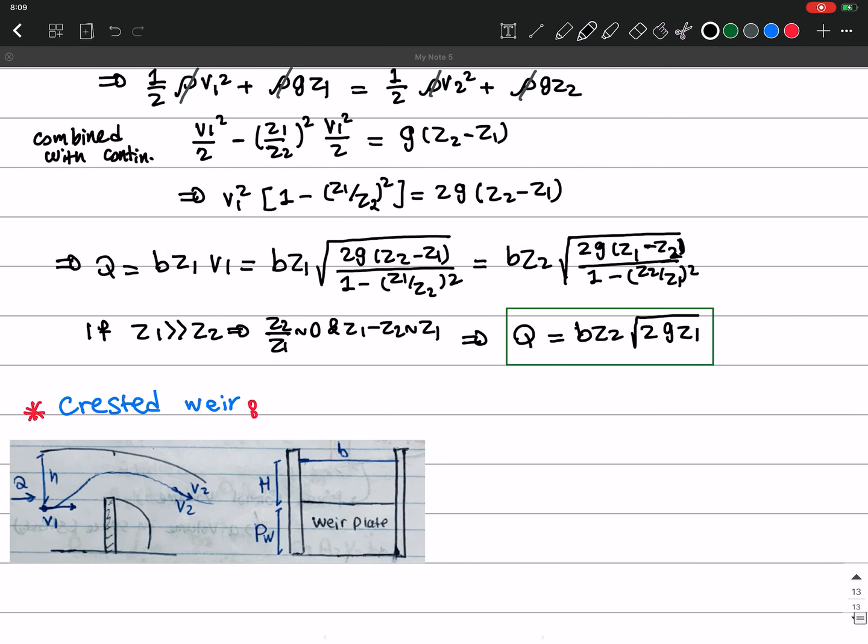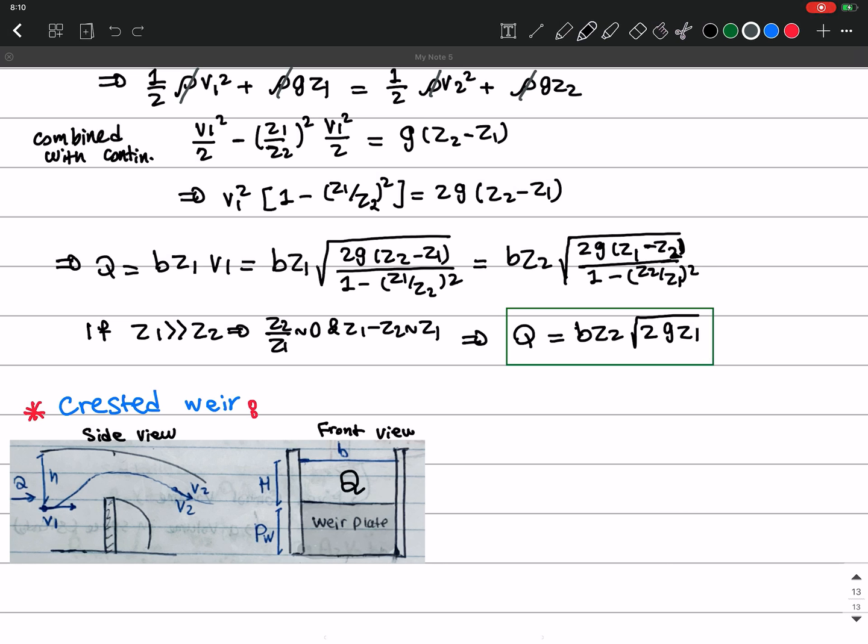So we have a weir plate here, from the front view, and this is from the side view. We have some water that goes from here to here, okay? And this is the plate that we have. Then we want to see what the flow rate is above this crested weir, okay? So we want to know what is the Q here.